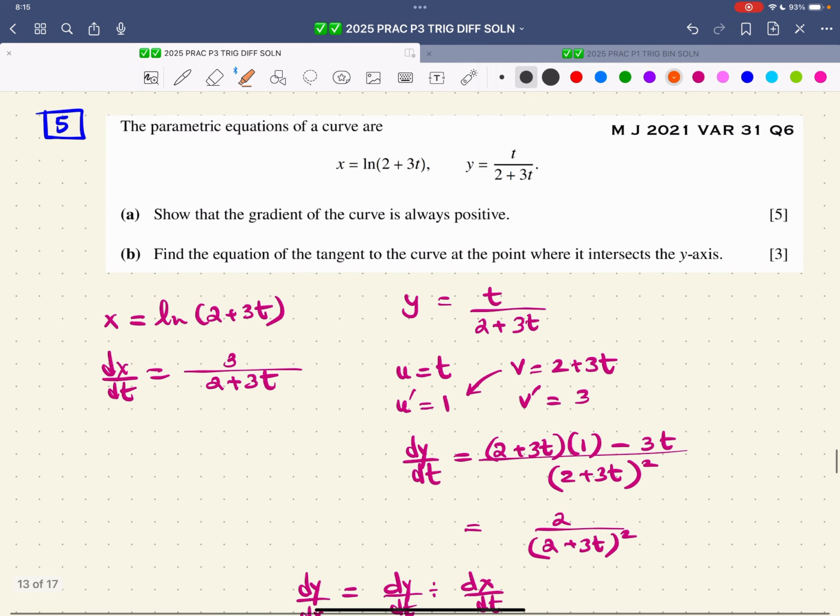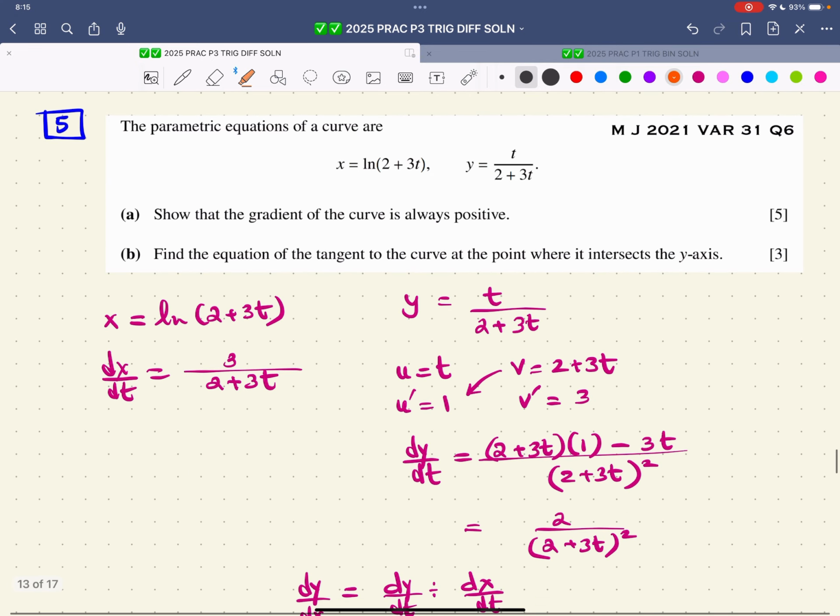Next one is about parametric. The equation of a curve are such and such, x in terms of ln. So this thing goes down, derivative goes up. This is an application of quotient rule. U is t, u prime is 1, v is 2 plus 3t, v prime is this. Now the quotient rule, what it says is this.